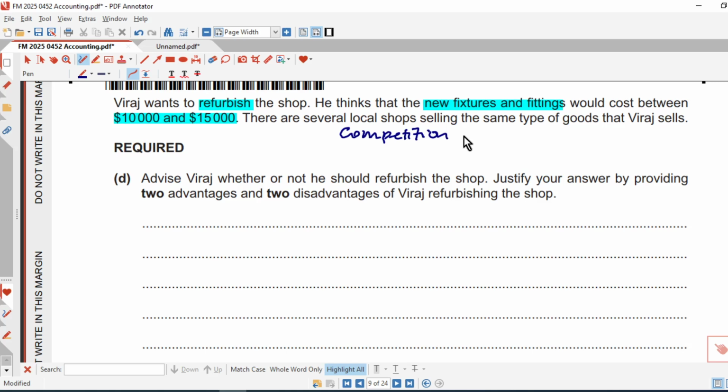Alright, so the requirement here is to advise Viraj whether or not he should refurbish the shop. Justify your answers by providing 2 advantages and 2 disadvantages of Viraj refurbishing the shop. So once again, I'm going to give you in point form because if I write, it's going to be very messy here. So let's talk about this, right? What's the advantage if you choose to renovate your shop?